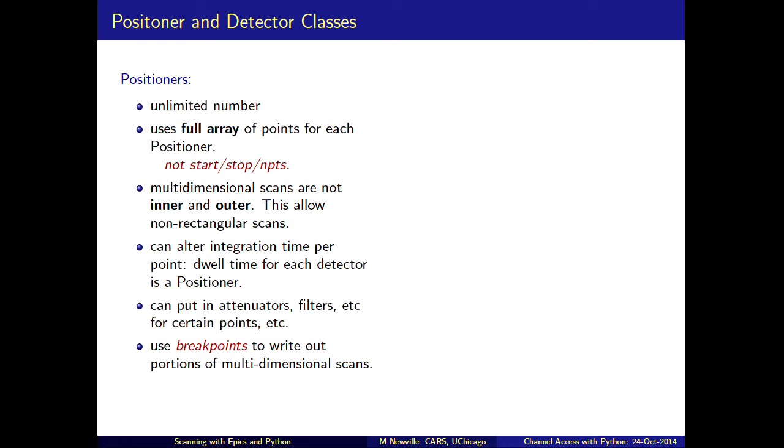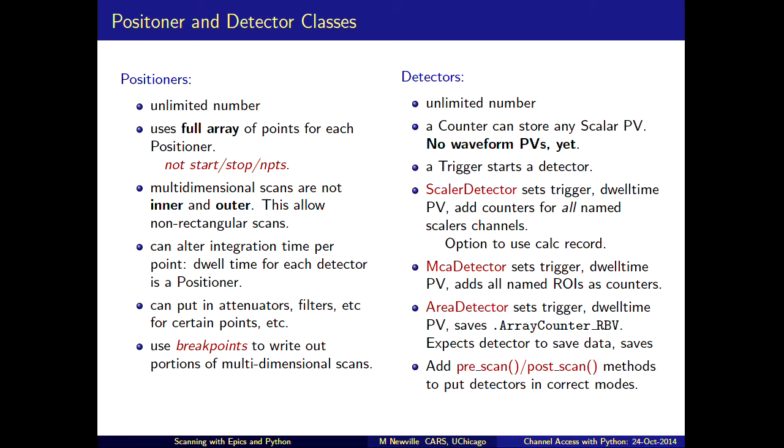You can do a scan of an arbitrary shape. So you could do a triangular scan, where as you increase X, you increase the number of points in the Y scan. And in addition, you can put in attenuators, filters, and so on at certain points. So you can have an array of positions. A positioner can be a very simple thing that puts in an attenuator every 10 steps or whatever. Detectors are also unlimited, and a counter can store any scalar PV. Actually, I have no waveforms yet, but in fact, I'm collecting some waveform PVs in this way now.